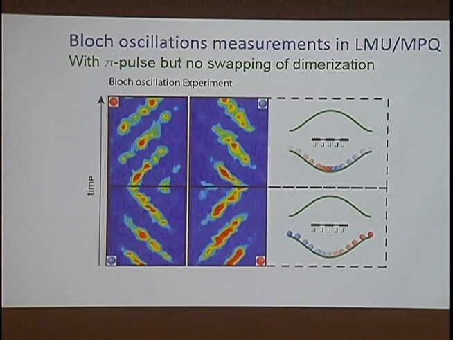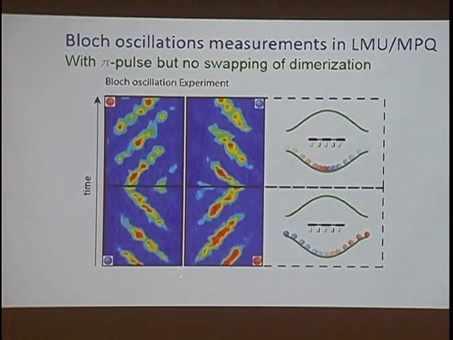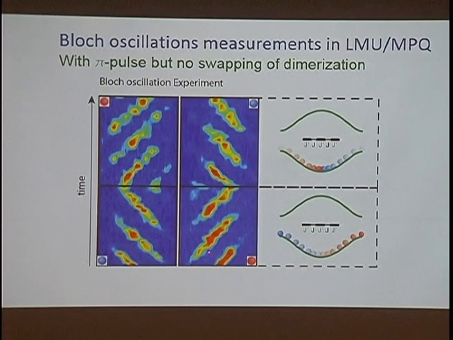So this is how the actual experiments look. You can see a Bloch oscillation in up and down particles. You see atoms just moving in momentum space, and they reach the end of the Brillouin zone, and they appear on the other side of the Brillouin zone. Then there was a pi pulse, which changes the spin. Atoms start moving in the opposite direction. So this was without swapping of dimerization. This was just simple spin echo.